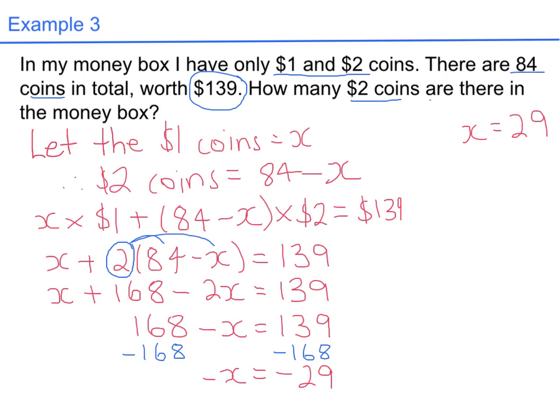Now originally we said that x relates back to the $1 coins. So we now know how many $1 coins exist in my money box, 29 of them. And so the number of $2 coins has to be equal to 84 minus 29, which gives me an answer of 55 $2 coins in total.